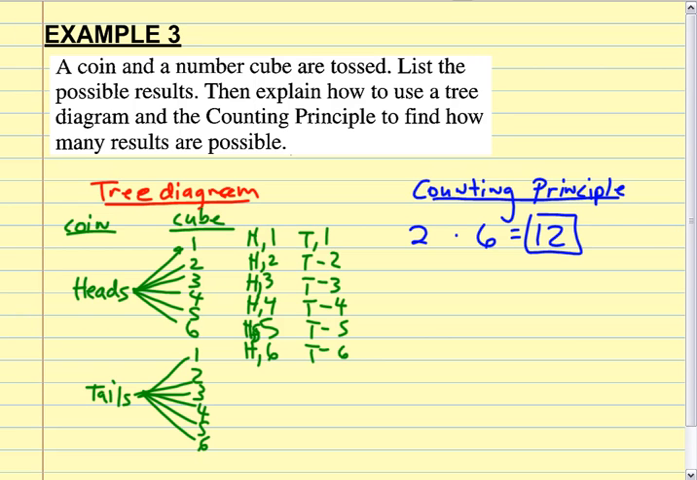How many different combinations are there, Flynn? 12. And we found that from using the counting principle, Carson. Thank you very much. All right? Great job. Let's see what we've got on this next one.